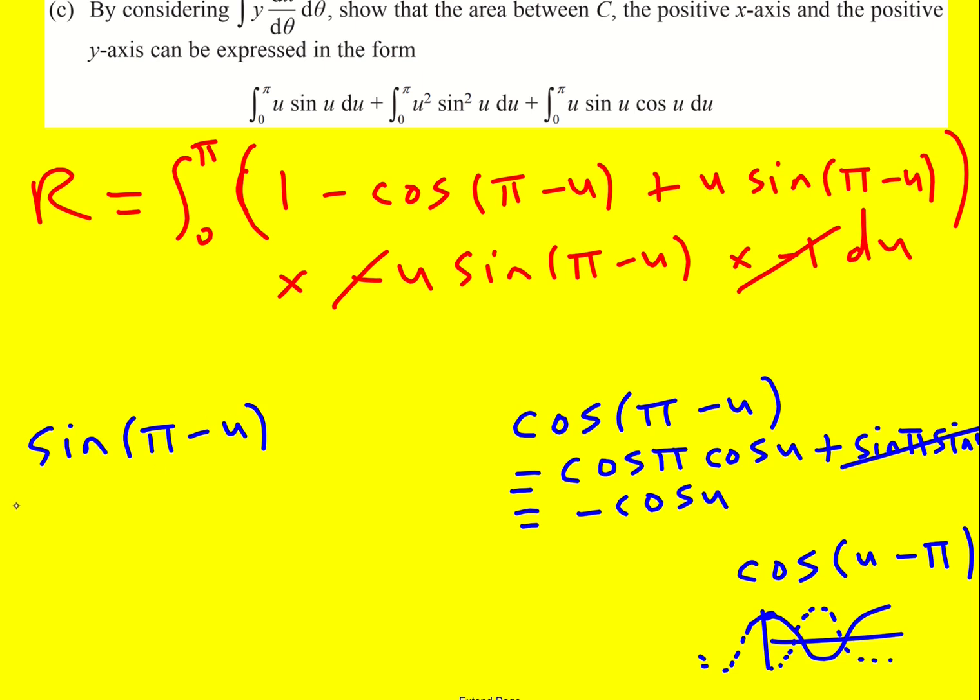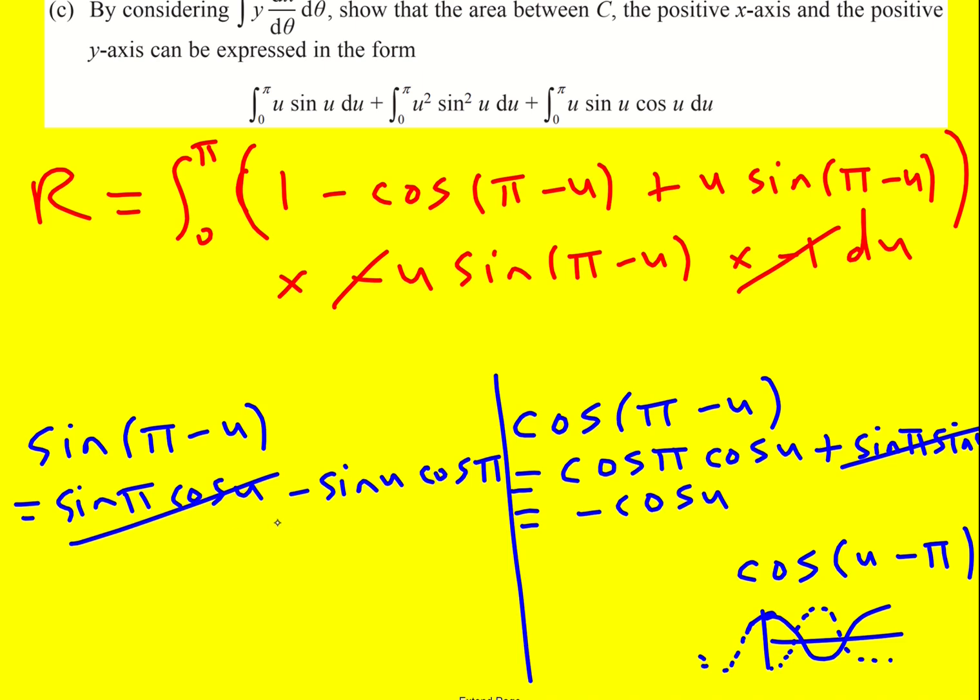Sine of pi minus u is going to be sine pi cos u minus sine u cos pi. Okay, again, this cancels. Cos pi is minus 1, and I actually get sine of u.